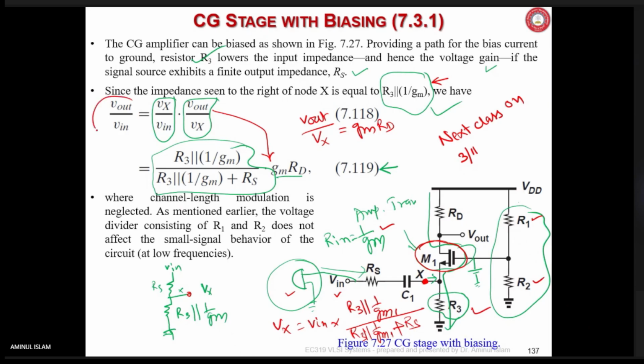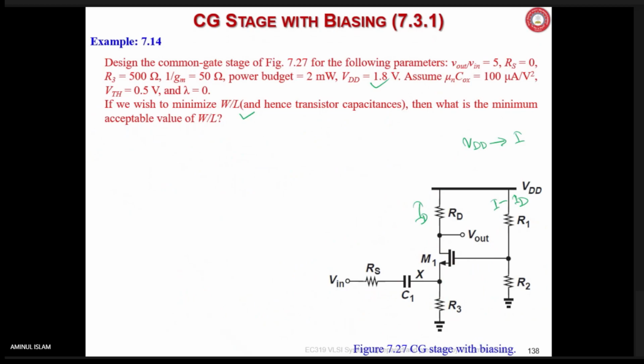So writing the V out by V in, which is the AV of this amplifier, can be written like this: Vx by V in into V out by Vx. Putting the values here, you get the Vx by V in as this one, and this V out by Vx is this one. This is the gain of this amplifier. Now, Shashank, could you understand this? Yes, sir, I have understood it. It is just a voltage divider and then we multiply.